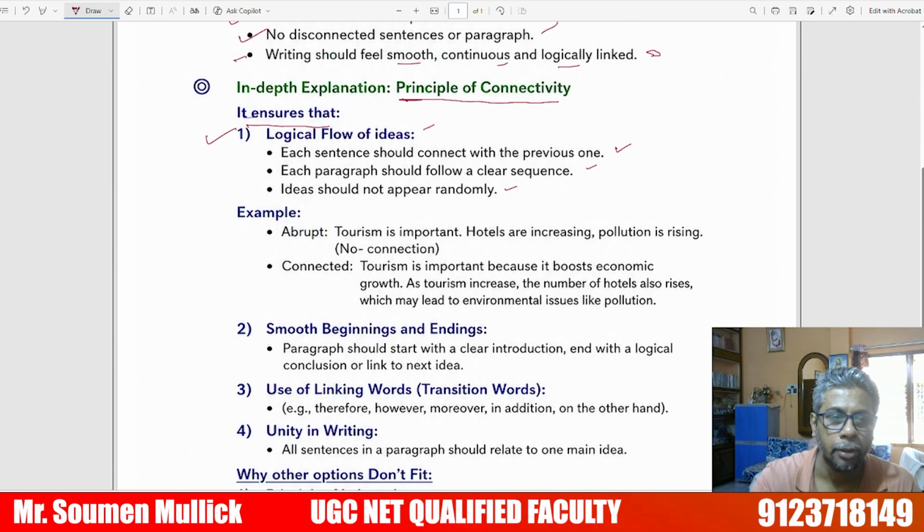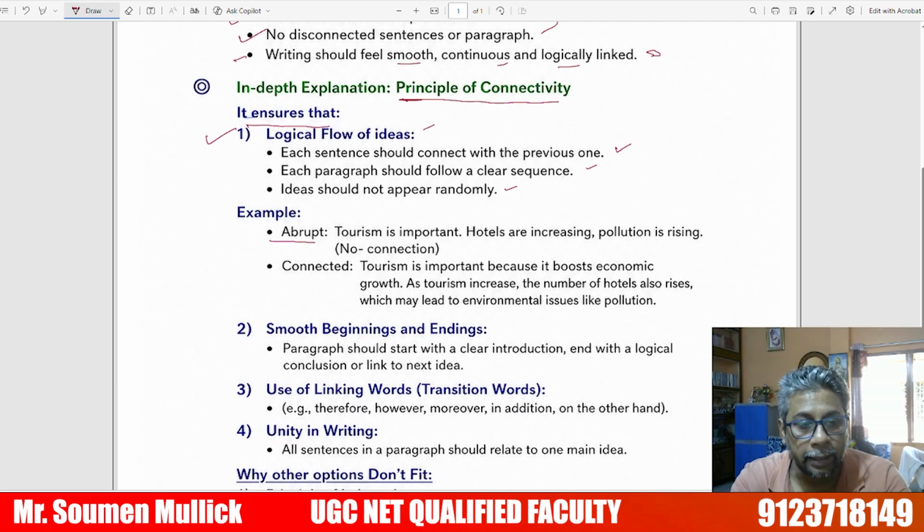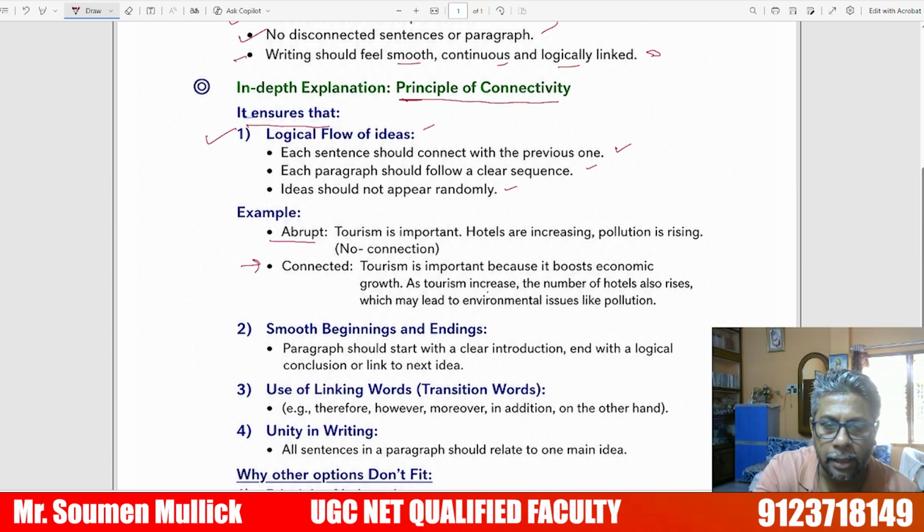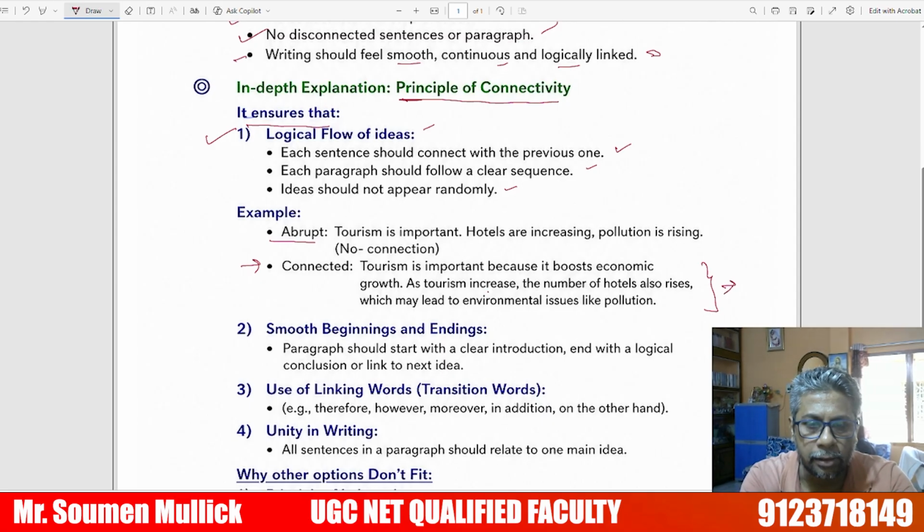Example, abrupt: Tourism is important. Hotels are increasing. Pollution is rising. There is no connection. This is called abrupt sentences. But if we go to connected sentences: Tourism is important because it boosts economic growth. As tourism increases, the number of hotels also rises, which may lead to environmental issues like pollution. These are the connected ways. So this is important.